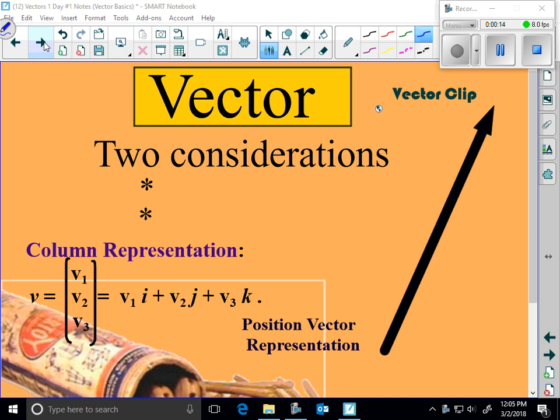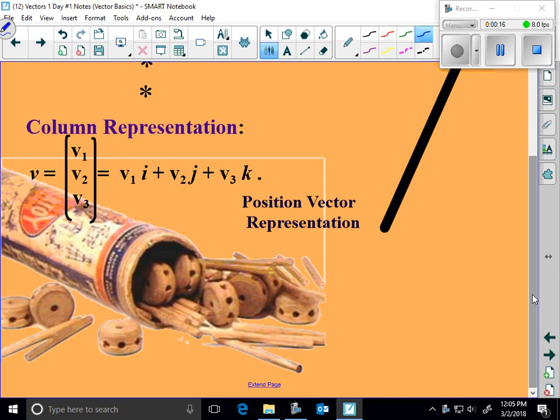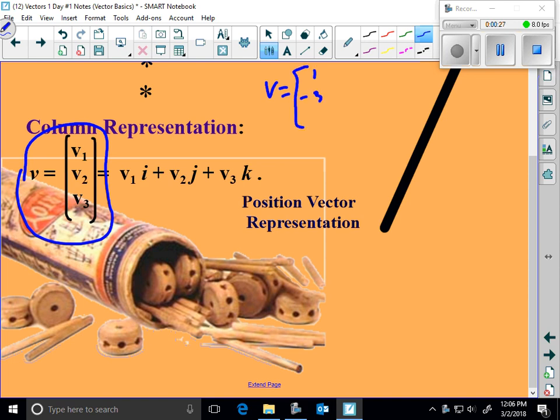Two different types of vector representations. You'll see here, this is column vector representation. An example would be, let's say, 1, -3, 5. Each of the components means something: this is your x movement, left and right. This is your y movement, up and down. This is your z movement, which can be interpreted as towards you or away from you. Okay, that's vector column representation.